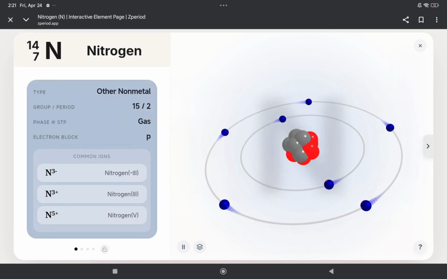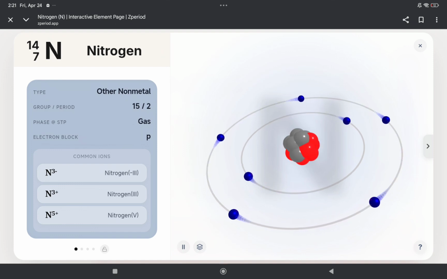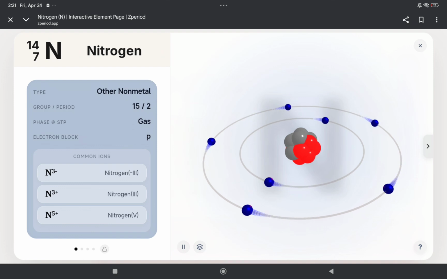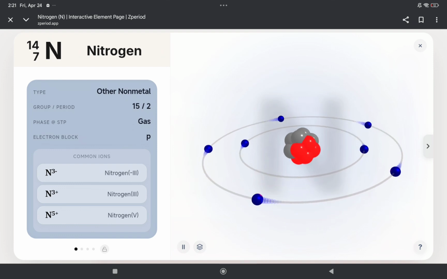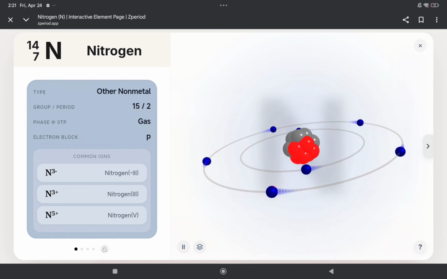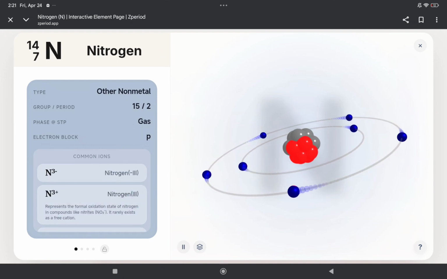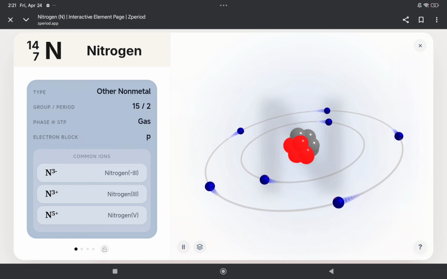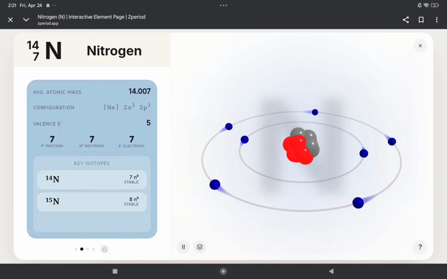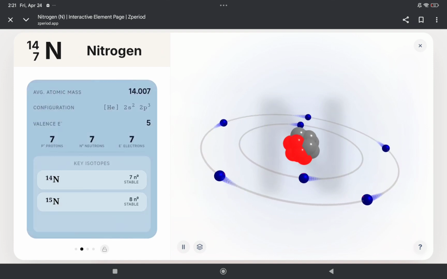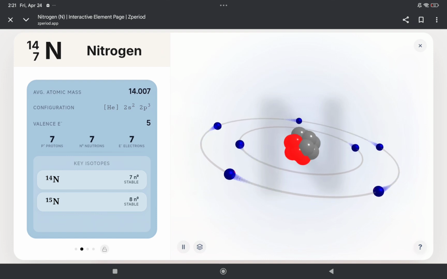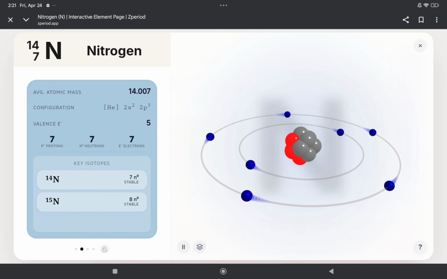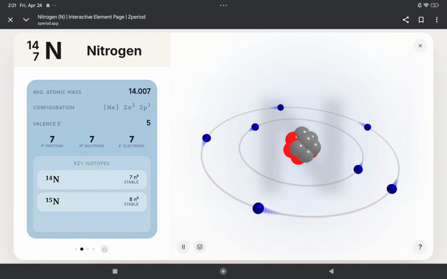The seventh one is nitrogen. Other non-metal, it's a gas. It's in the air and helps plants grow. Let's do this. The atomic mass is 14.007. Configuration helium 2s2 2p3. The valence is 5, and protons 7, neutrons 7, electrons 7. So we need to come into the next one.